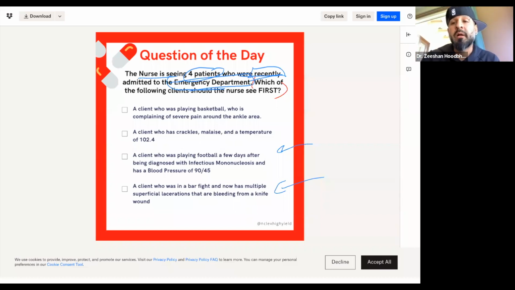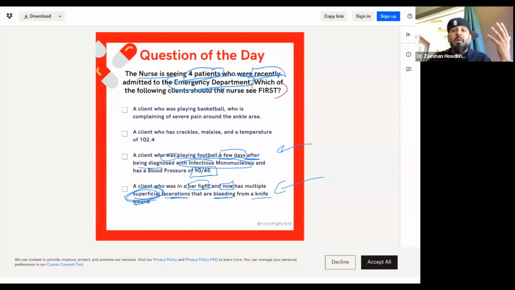So with number 4, we got a client who's in a bar fight, now has multiple superficial lacerations that are bleeding from a knife fight or a knife wound. When I wrote this, I said, all right, cool. Let me compare it to number 3. And now I've got a client who was playing football a few days after being diagnosed with infectious mononucleosis and now has a blood pressure of 90/45. All right, hold on one second. Let's just see between these two.